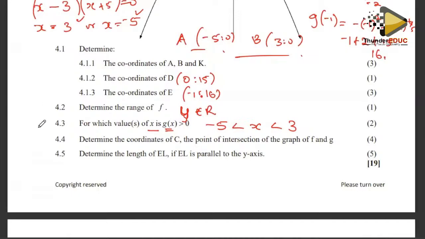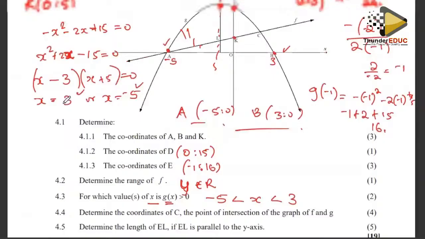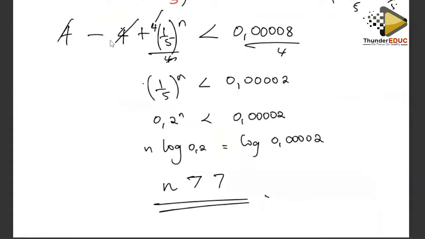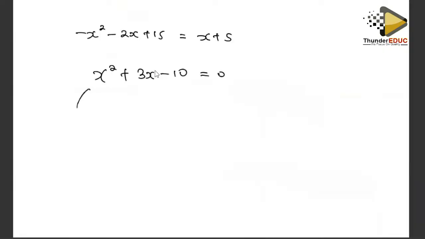Then 4.4, they want the coordinates of C, the point of intersection of the two graphs. So at point C, both graphs need to be equal to each other, meaning that negative x squared minus 2x plus 15 should be equated to x plus 5. Okay, let's collect everything on one side and form a standard equation. It's going to be x squared plus 3x minus 10 is equal to 0.